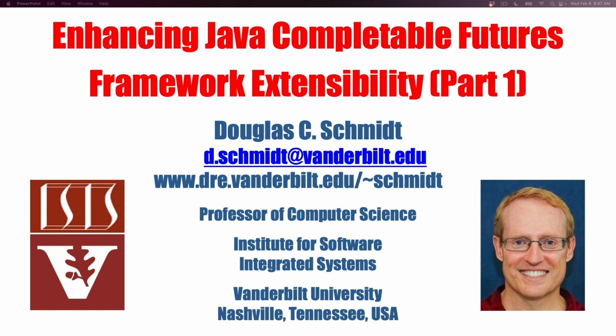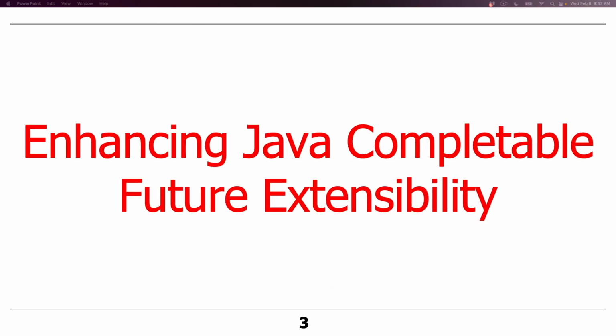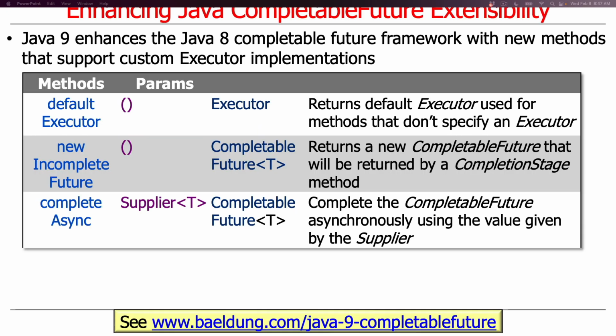And now we're going to talk about how you can extend the Java CompletableFutures framework in order to be able to have it use virtual threads internally. So Java CompletableFutures, as we've seen a couple times, we're going to look at an example here in more detail in a moment. This is something that was enhanced in Java 9 and henceforth to be able to support custom implementations of where the threads come from that carry out the requests asynchronously.